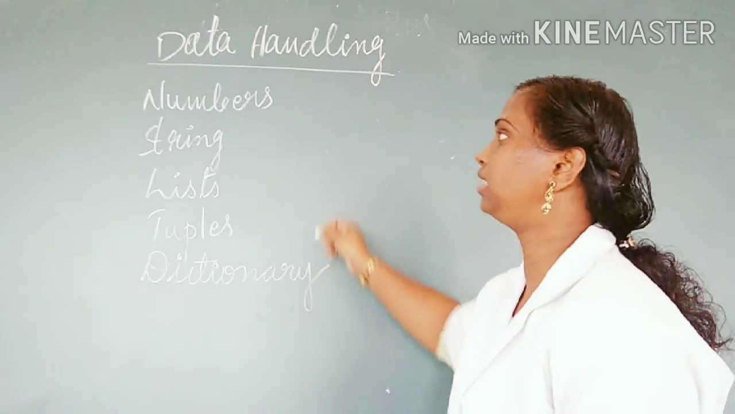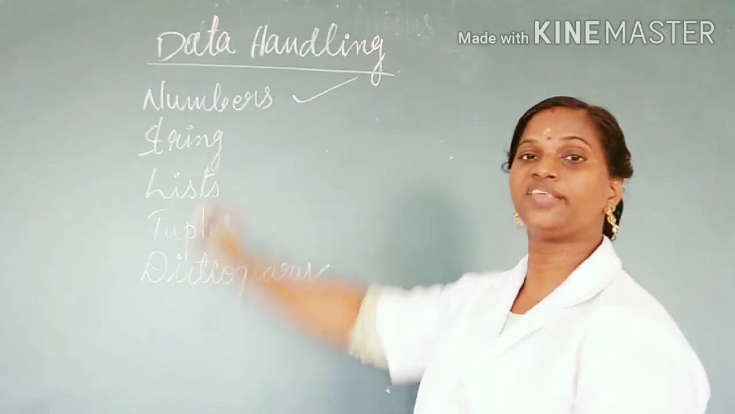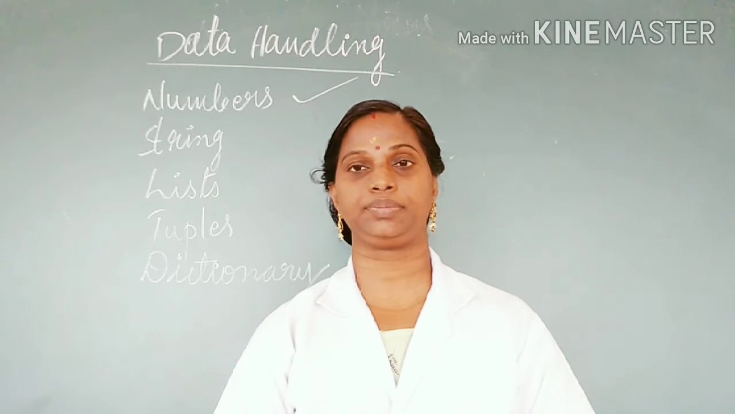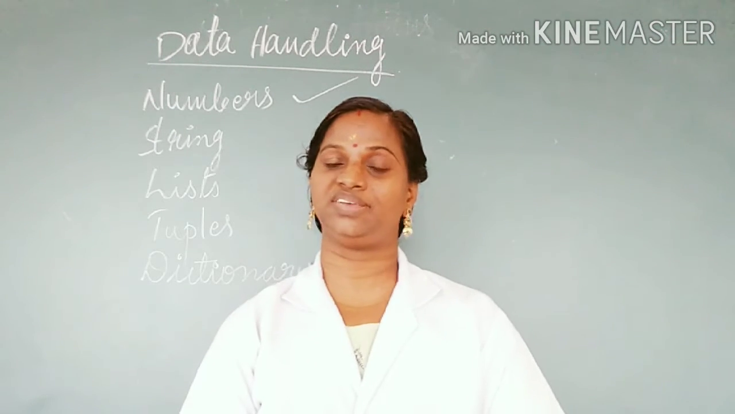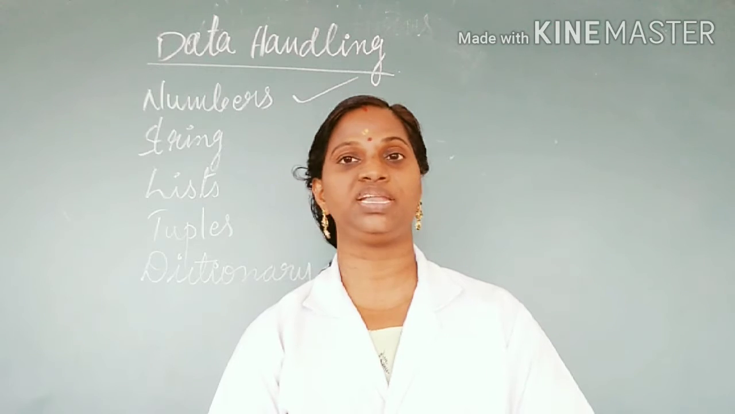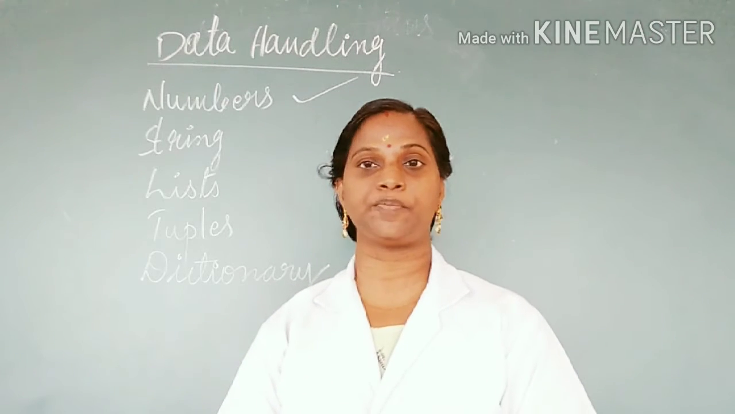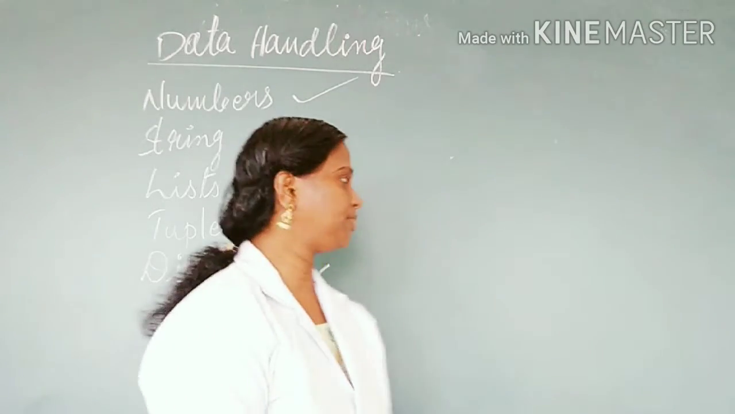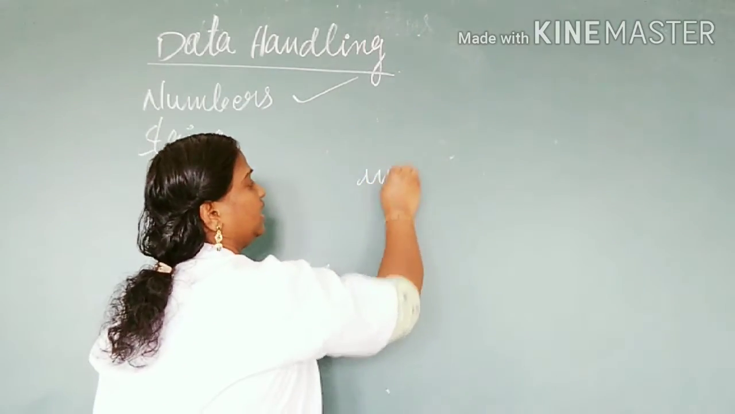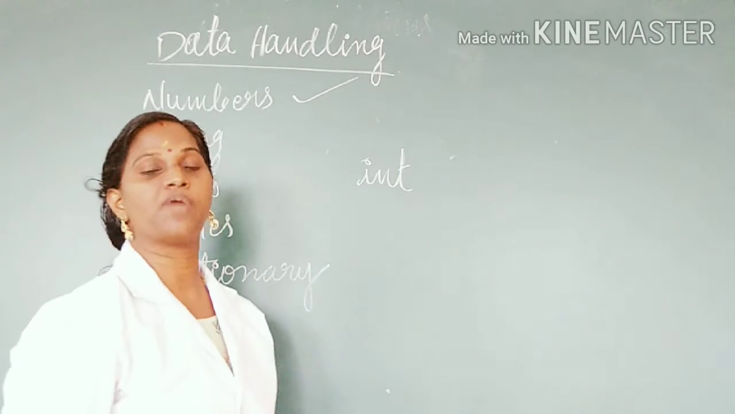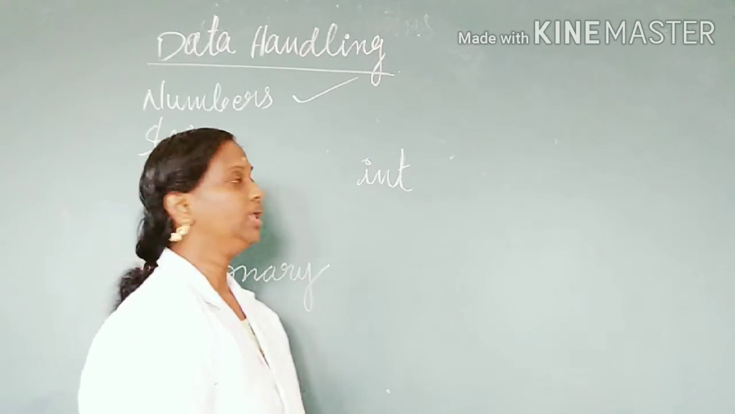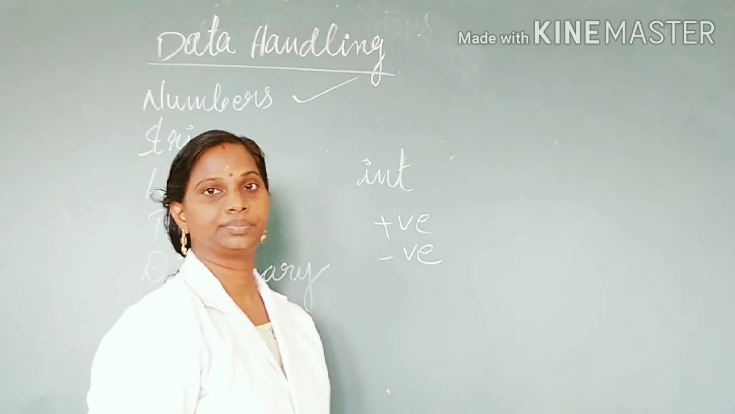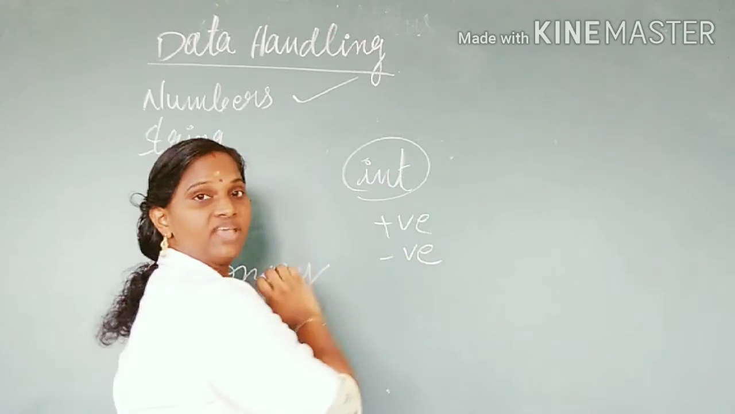First one is numbers. You already studied numbers. It may be an integer or a boolean. The integer number will be a signed integer or a floating point number. So first one is int. Int is the short form of integer. It may be a positive number or a negative number. This one is used for signed integers.